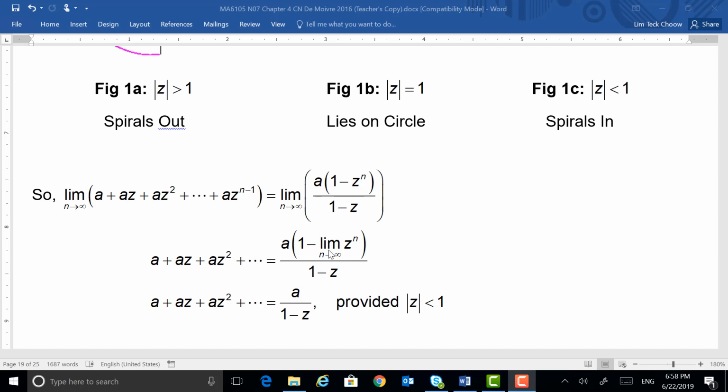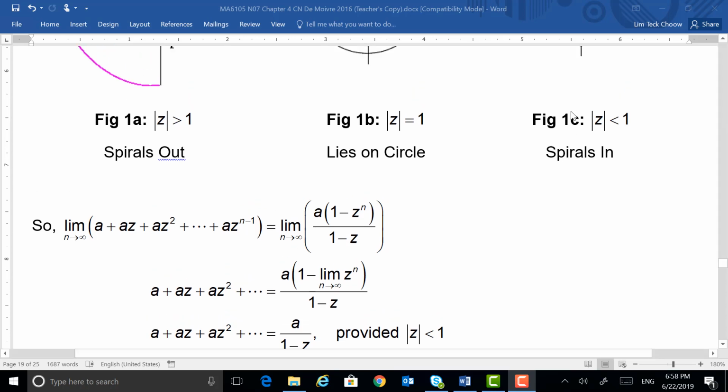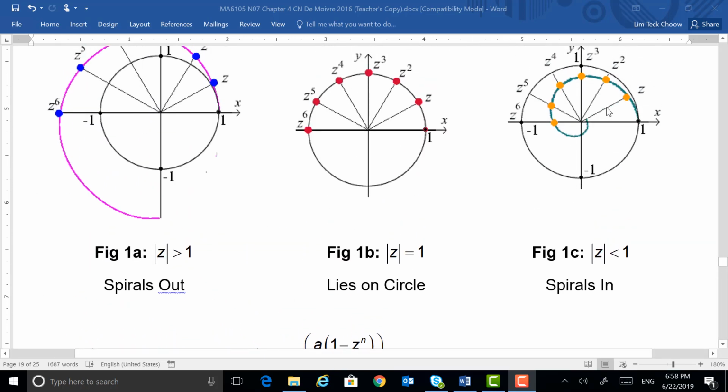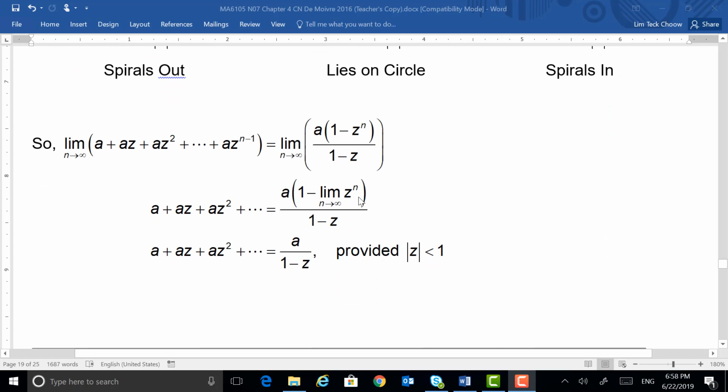Based on what we have learned, when the modulus of z is less than 1, which is this case, because it spirals inward, it eventually goes towards just 0. Because the modulus gets shorter and shorter, it just spirals inward. Therefore, as n goes towards infinity, this complex number diminishes to just 0.